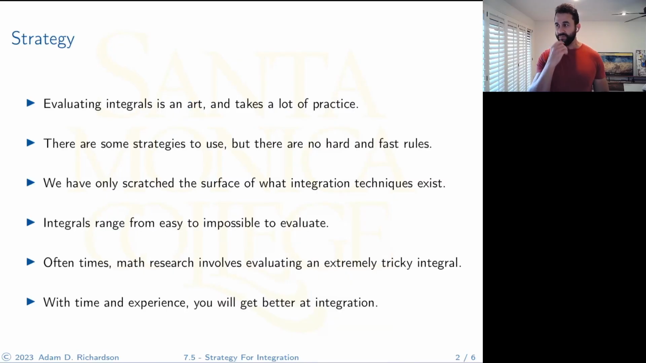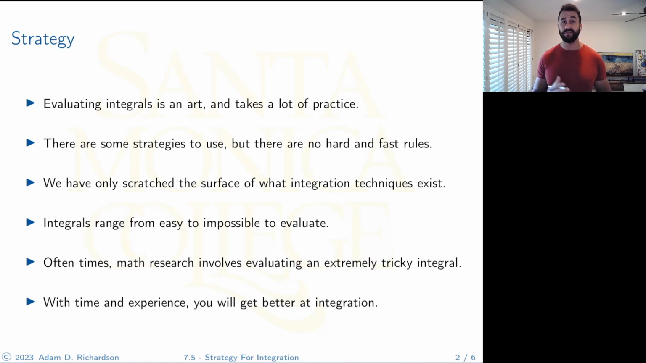Okay. So first thing is I have to say a couple things here. Evaluating integrals is an art. It's an art form. It's a tricky thing to do and it takes a lot of practice. So if you feel like you struggle a lot with evaluating integrals, just know that that is normal. There's nothing wrong with you. It's a difficult thing to learn how to do and it just takes a lot of practice. So don't feel bad. And you will get a lot better the more that you do it.